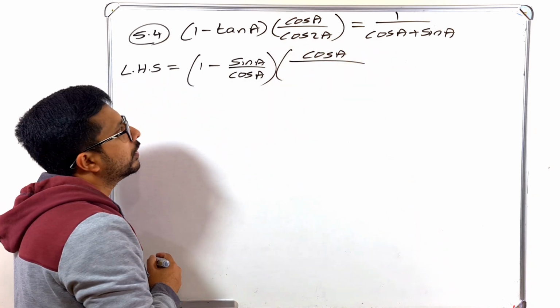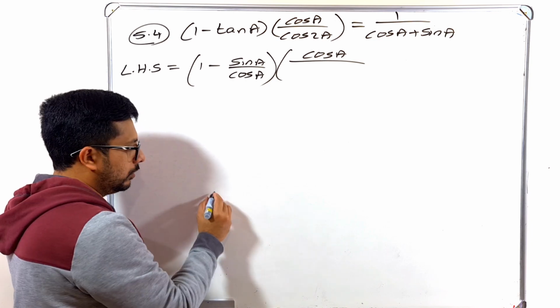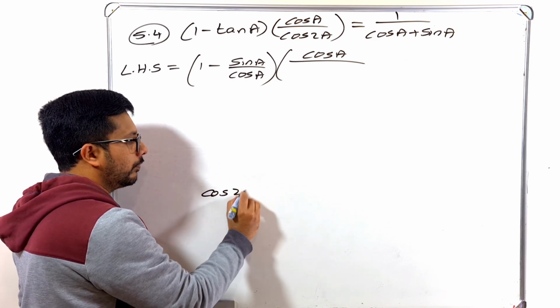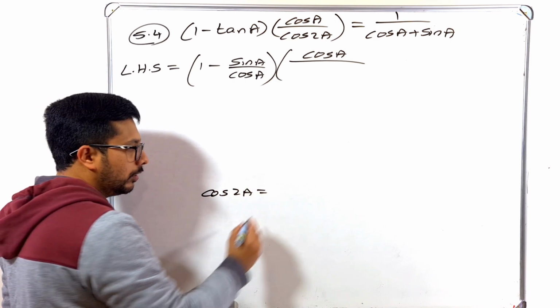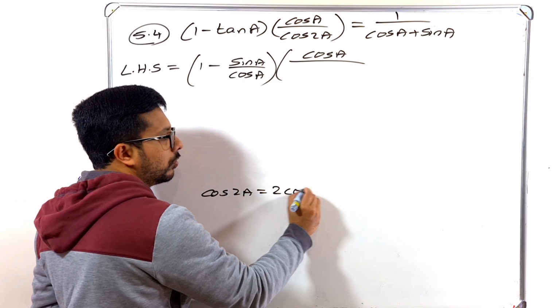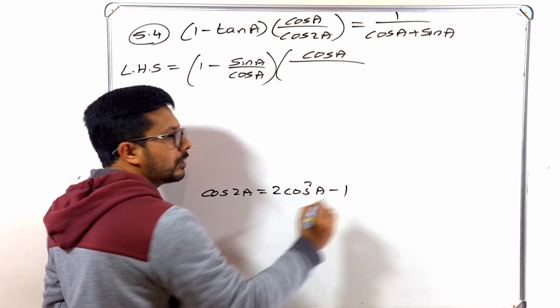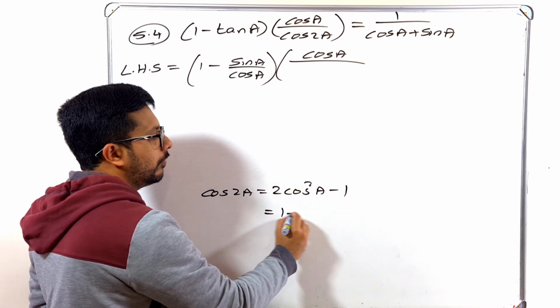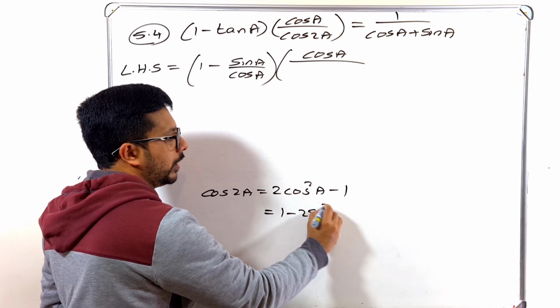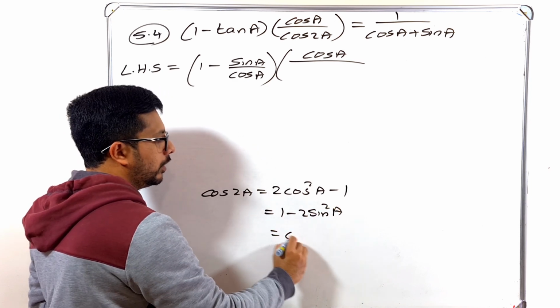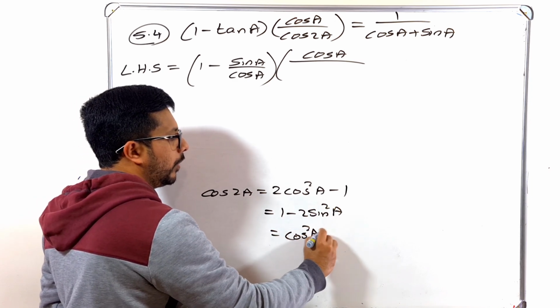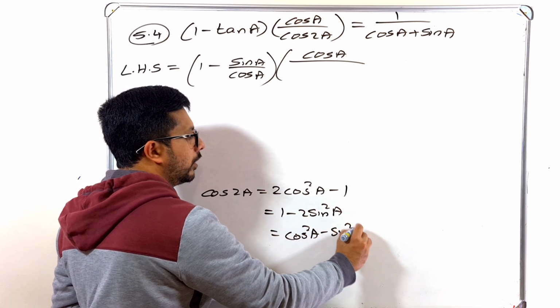Actually, you know, there are three double angle formulas for cos 2A. What are they? First one is 2 cos squared A minus 1. Second one is 1 minus 2 sin squared A. Third one is cos squared A minus sin squared A.